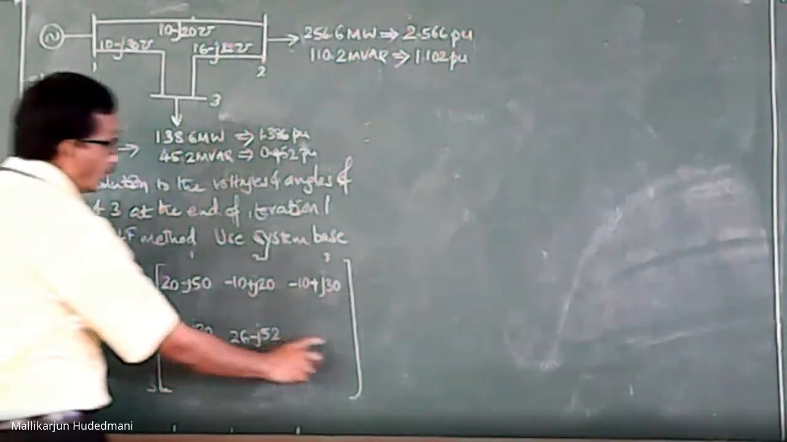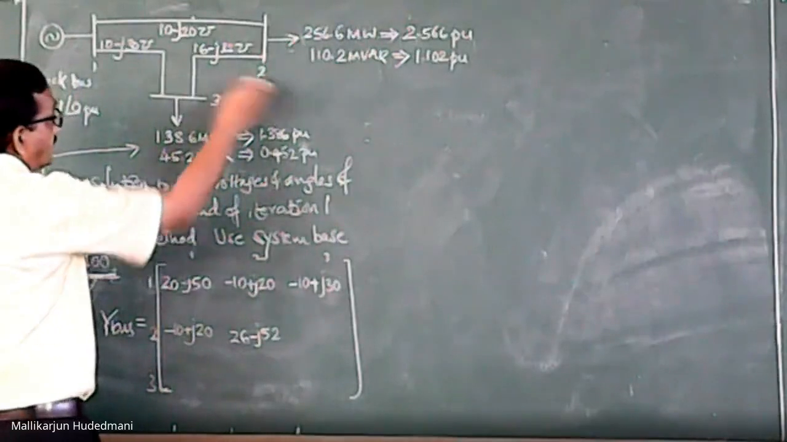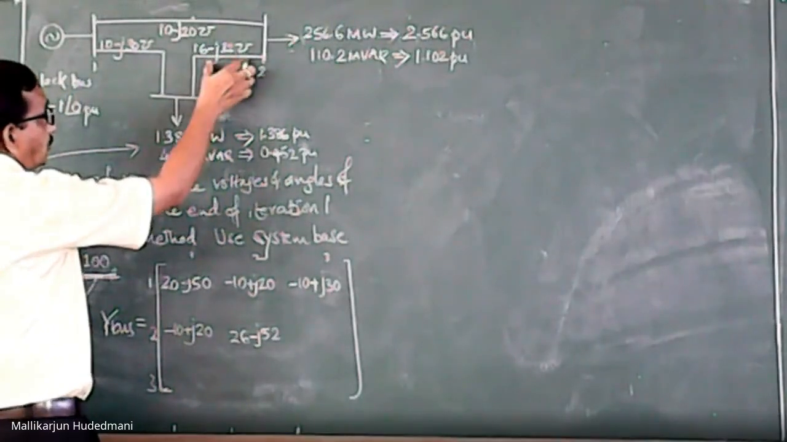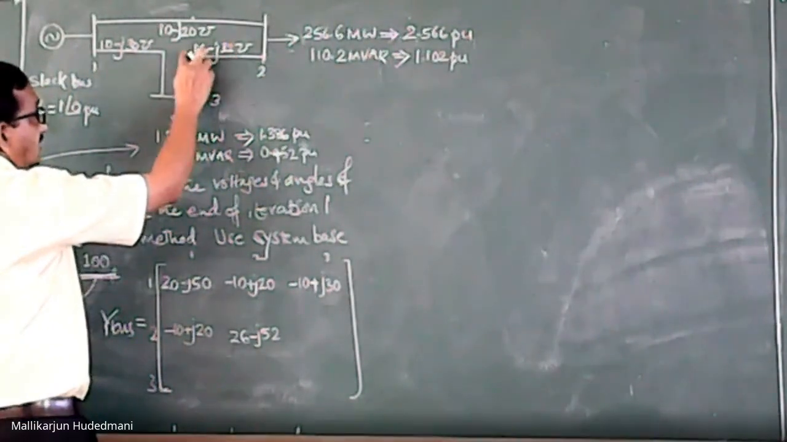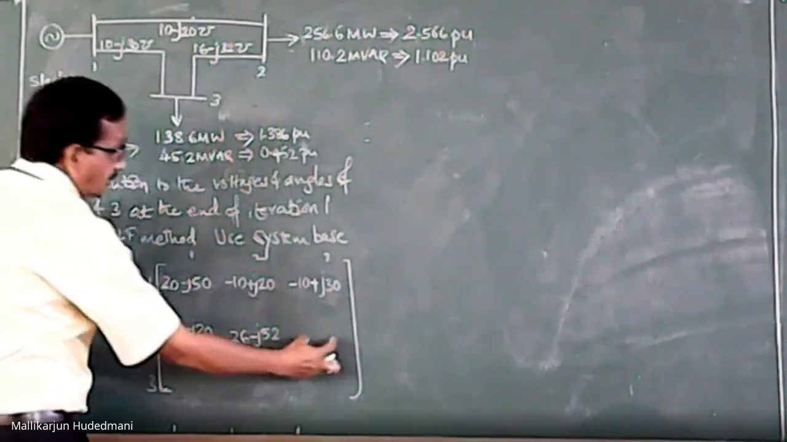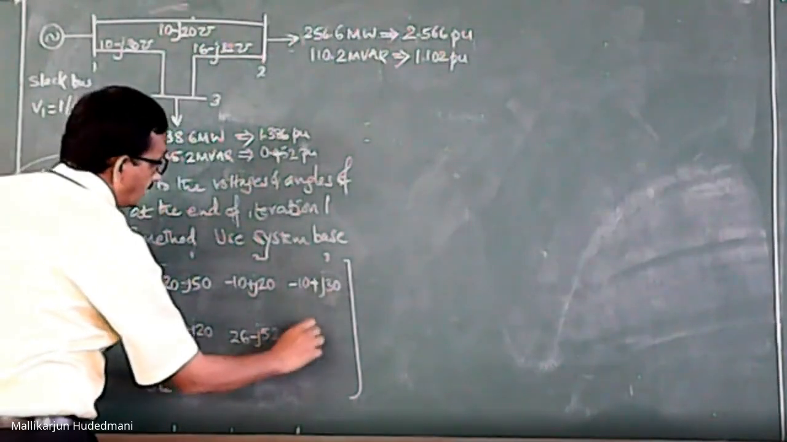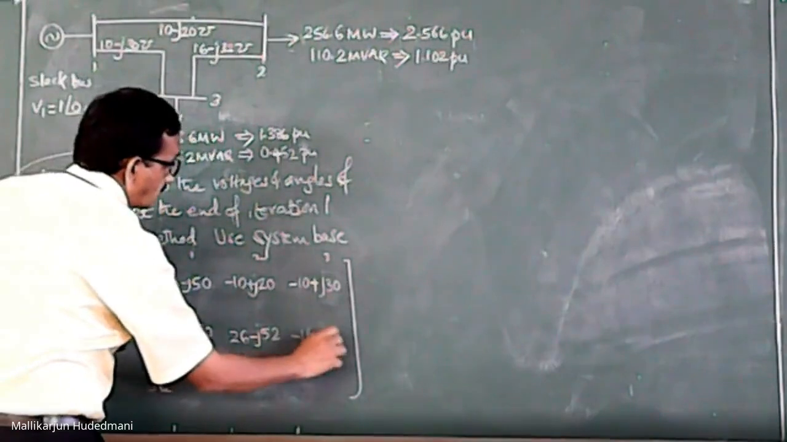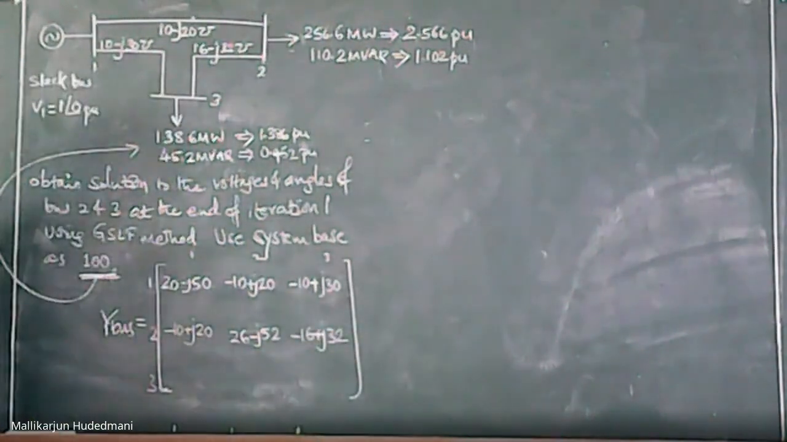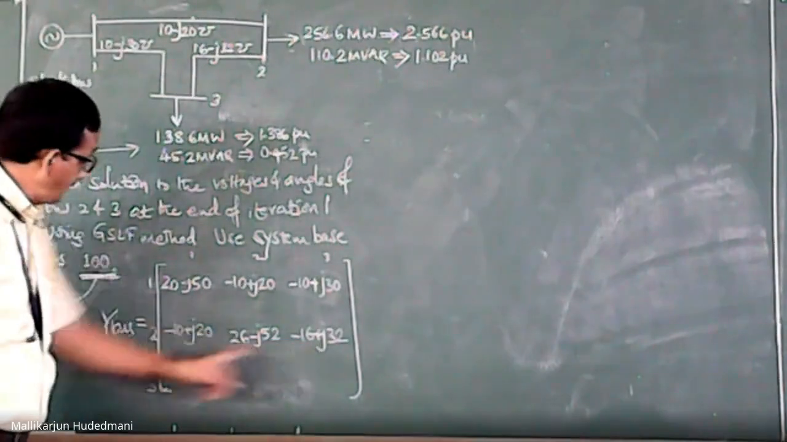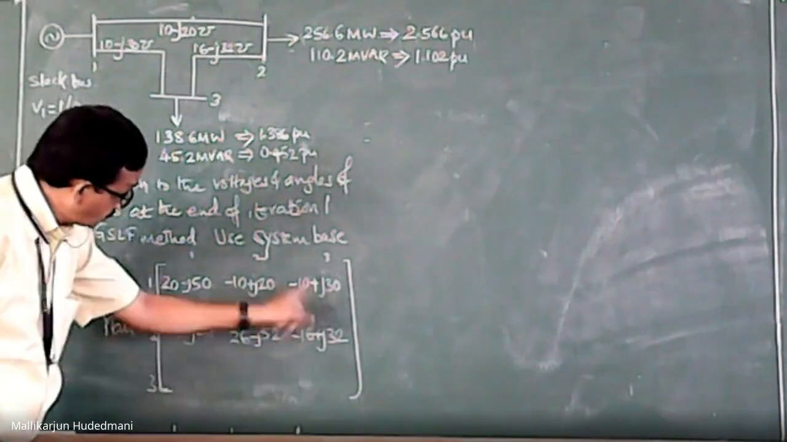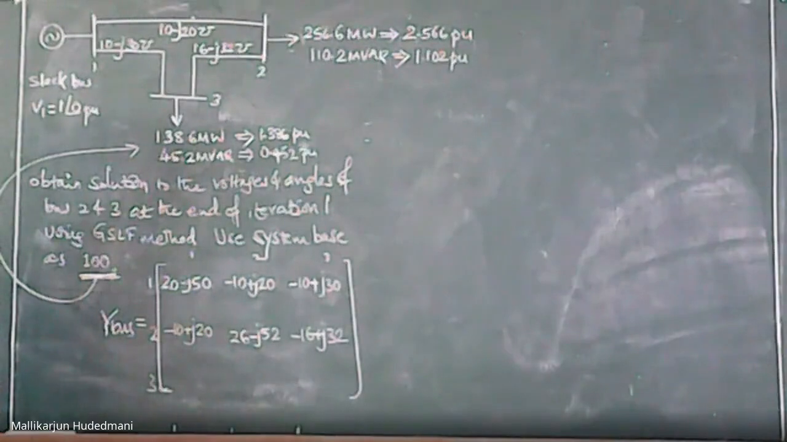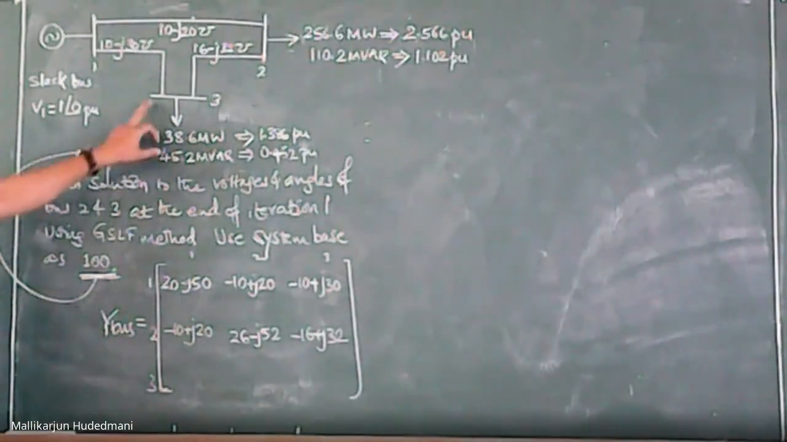What about 2 cross 3? Bus 2 to 3. What is the line available? 16 minus j 32. Whose negative data? Minus 16 plus j 32 will be the entry here. It is minus 16 plus j 32. Hope this is clear. Negative of the admittance between bus 2 and 3 is 2 cross 3. I wrote it here. Now I should move to bus 3.